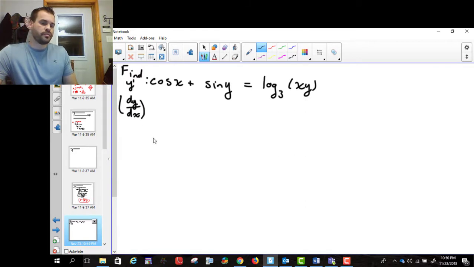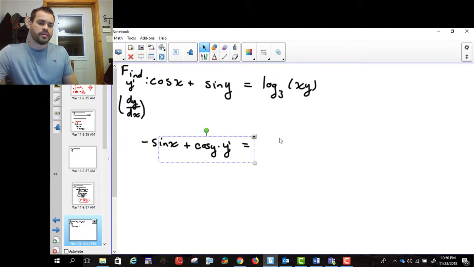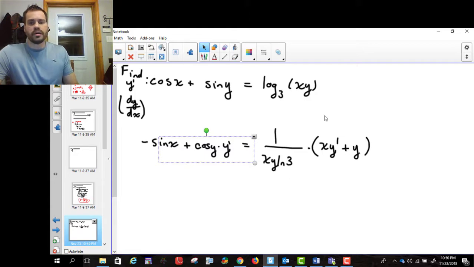So if I want to find the derivative of cosine x, that's minus sine x. The derivative of sine y is cosine y and then multiplied by y prime. The derivative of log base 3 is 1 over xy ln 3, and then it's multiplied by the derivative of xy. So the derivative of xy is xy prime plus y, because it's a product rule. So it's x times the derivative of y plus y times the derivative of x, which is 1.